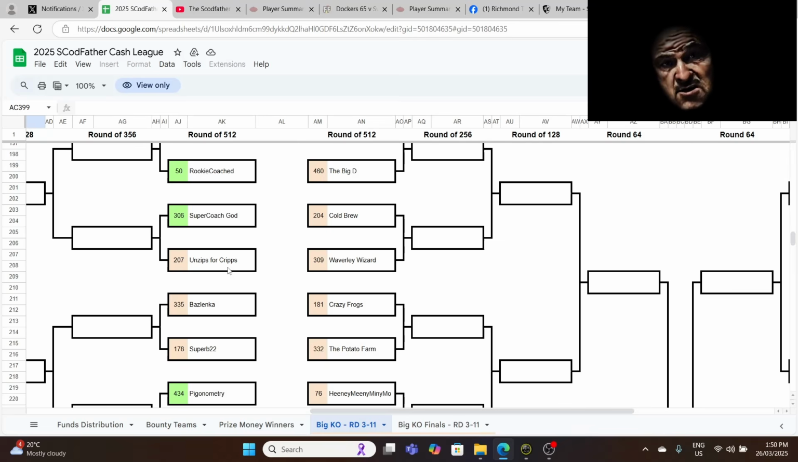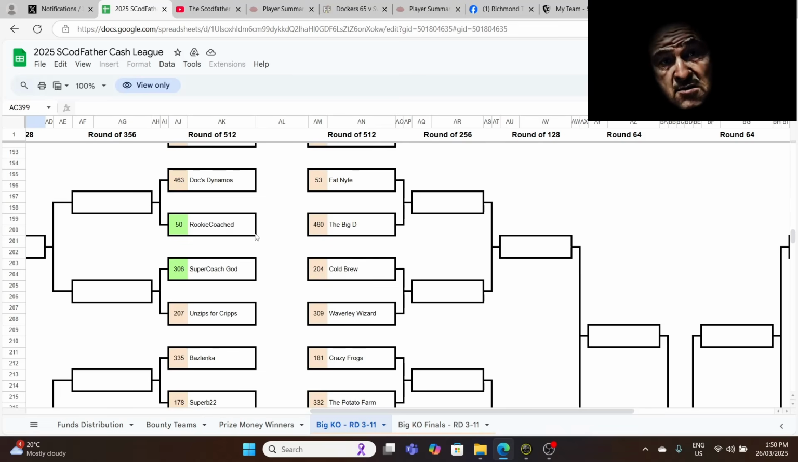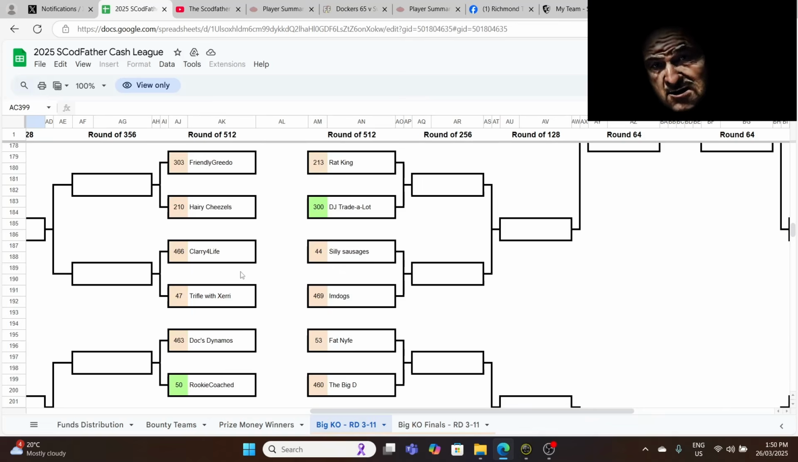Okay, now, for example, here, then we have Rookie Coach playing against Doc's Dynamos. Now, if Rookie Coach comes over here and wins, and Supercoach God wins, they both come over here, then if Rookie Coach knocks out Supercoach God or vice versa, they'll actually collect the bounty. So the content creators also can collect bounties, but they can't get their own bounty until the end. Okay, I hope this is making sense.